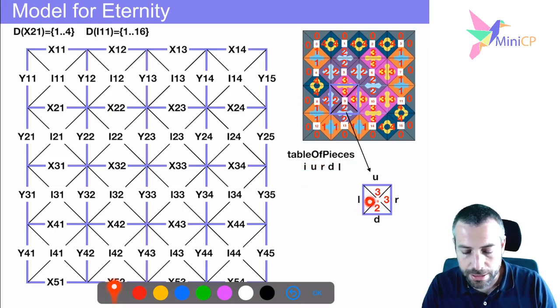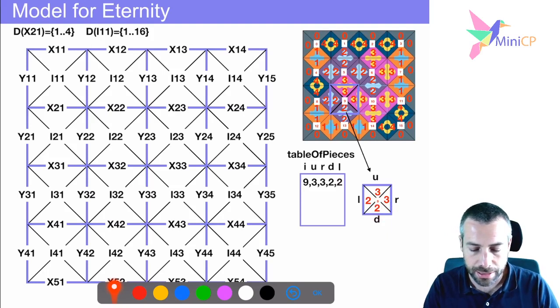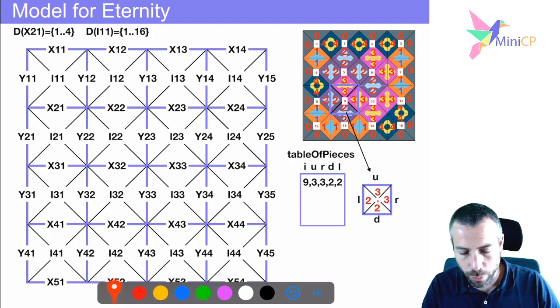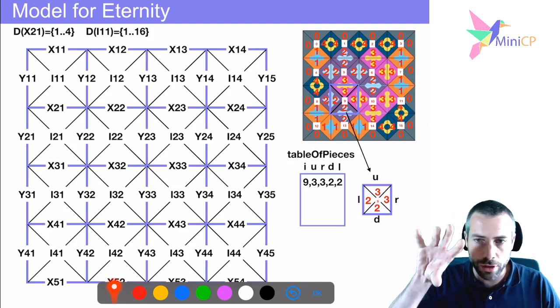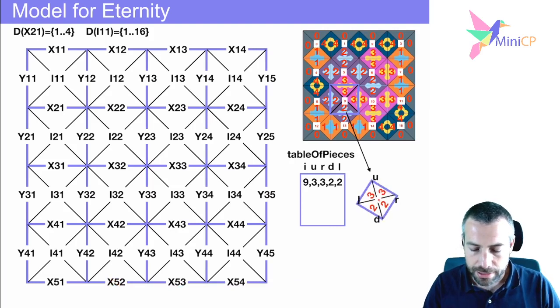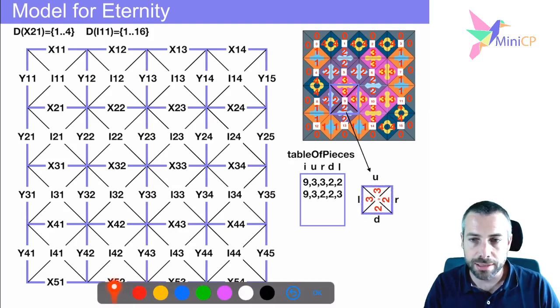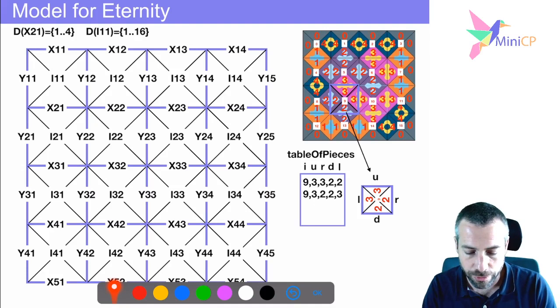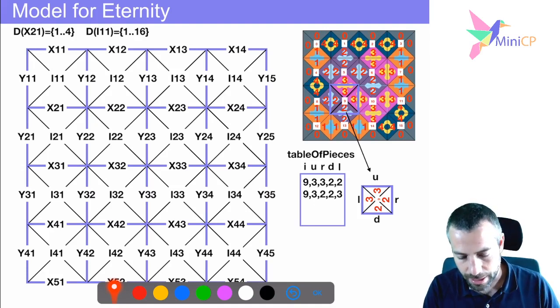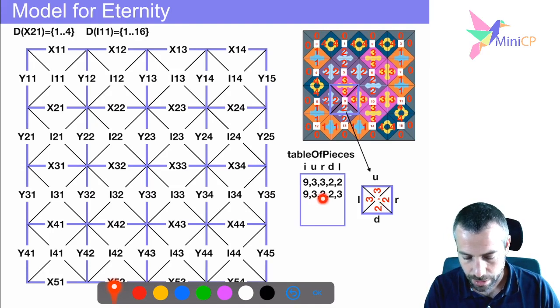If I don't rotate it at all, you see that the identifier is 9, then up is 3, right 3, 2, 2. So this is one possible entry: 9, 3, 3, 2, 2, if I don't rotate this piece at all. If I rotate it by 1 position, by 1 quarter, like this, I would get another entry. This is also a valid combination for this piece. Now you see that the 3 is up, then I've got the 2 at the right, the 2 at the bottom, and then the 3 left.